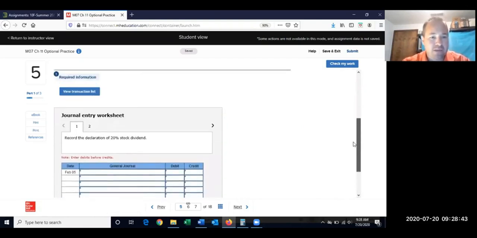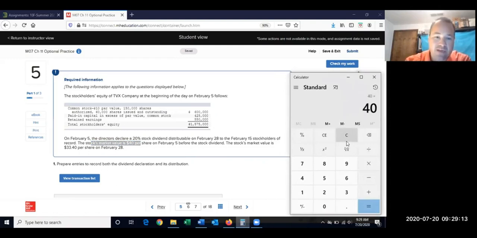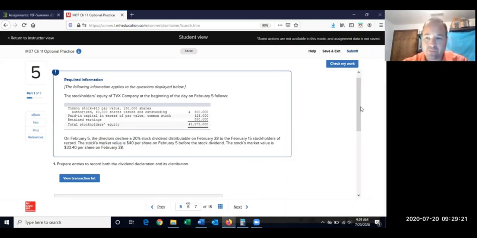So the first one here is record the declaration of the 20% stock dividend. So we're doing 20% of this. That's how many shares are outstanding. We're giving out an extra 20%. 20% of that is 12,000 shares. And we're going to do it at the market price because it's less than 25%. The market price on the day, that's the one we want to use, $40. So if I use 40 times 12,000, that's the amount of my dividend. So 480,000.